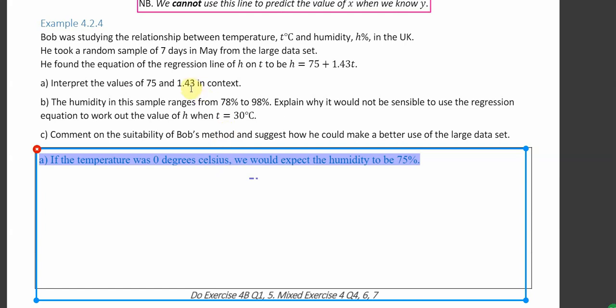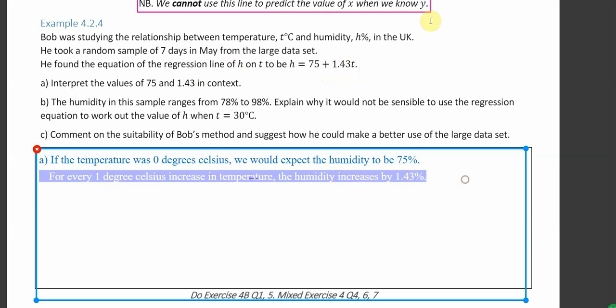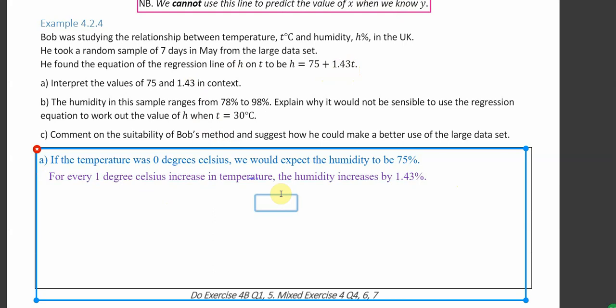And the 1.43, going back to the regression line, if t increases by 1, then h increases by 1.43. Now put that into context and include units as well. So for every 1 degree Celsius increase in temperature, the humidity increases by 1.43%.